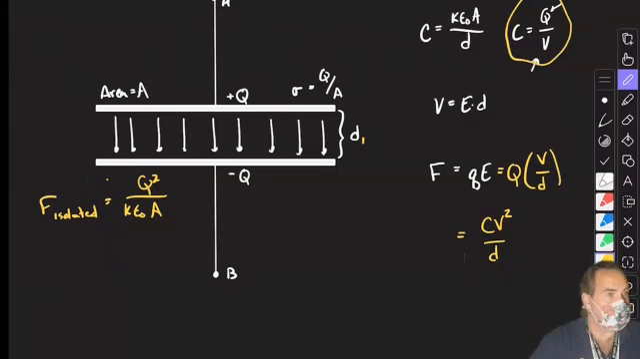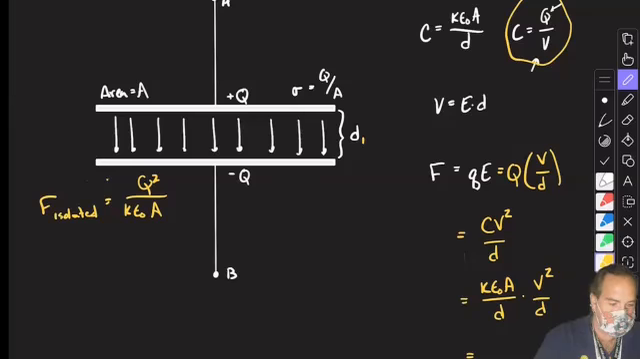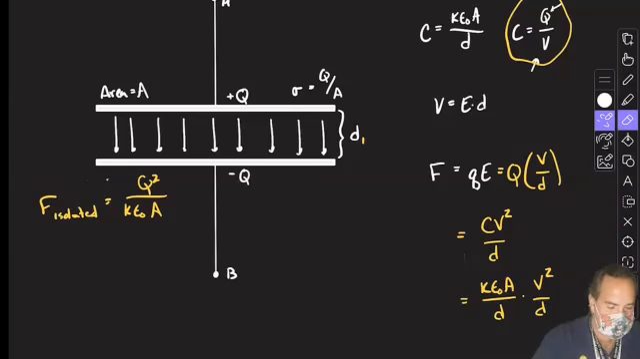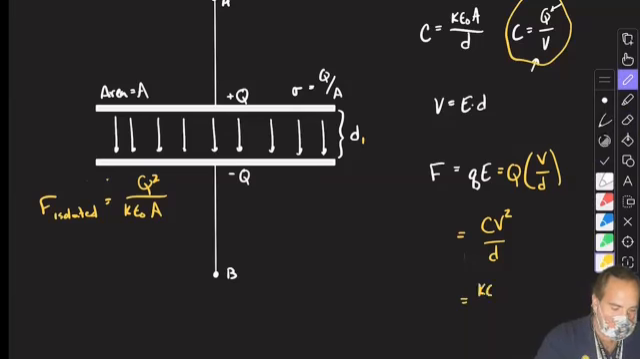So I put it in terms of the construction of the capacitor. And so I'll have kappa epsilon naught A over D times V squared over D. And we get a much different answer here. So combine this out and I get kappa epsilon naught A V squared over D squared.